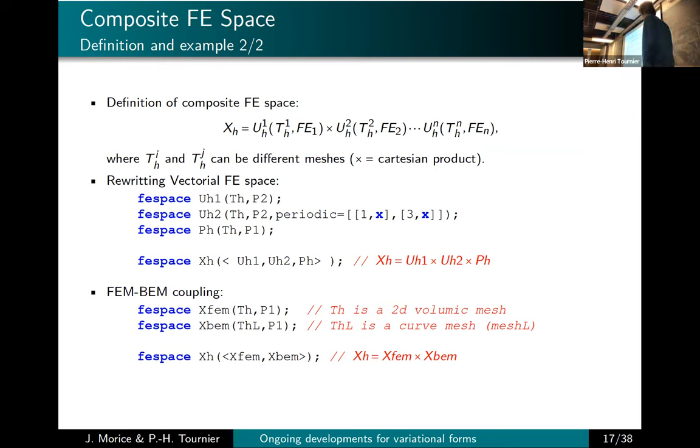There is an example, for instance, for tenbar cooking. In one part you define the volume information, and in other parts you define the coverage mesh with only a mesh. So this formula can define only this type of FE space with angular brackets.